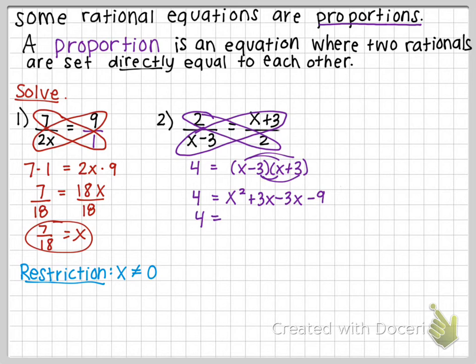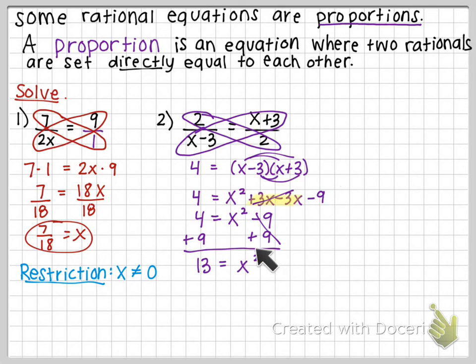Now we're going to combine like terms. So we're going to bring that 4 down, and then you see the 3x minus 3x, that's 0. So we have x squared minus 9 because those cancel out. Remember, when we have an x squared and we don't have any other x terms, it's just an x squared and then we have just numbers, we want to get that x squared by itself on one side. So I'm going to add 9 to both sides, and now I have 13 equals x squared.